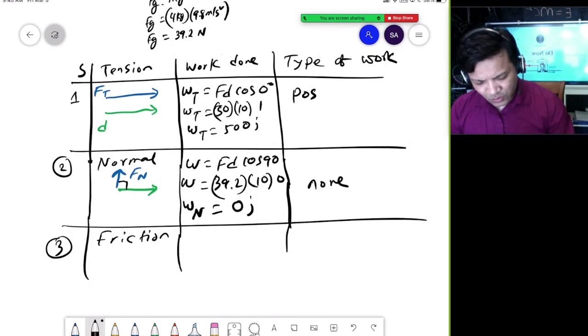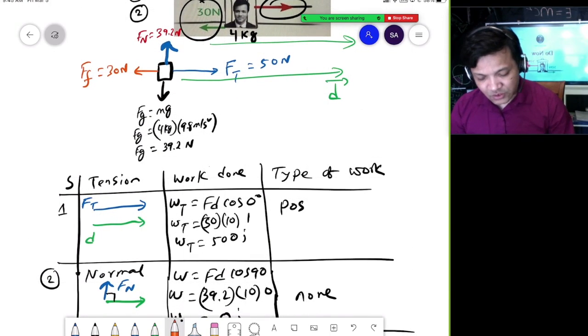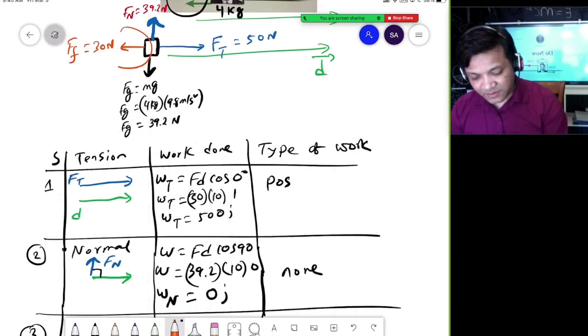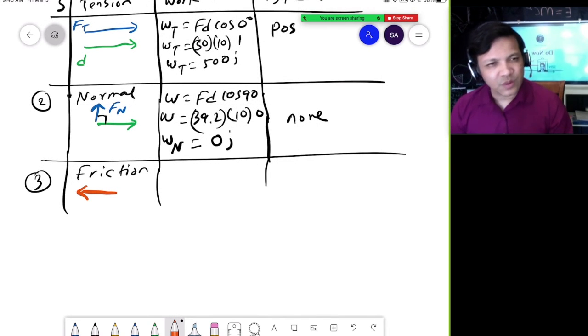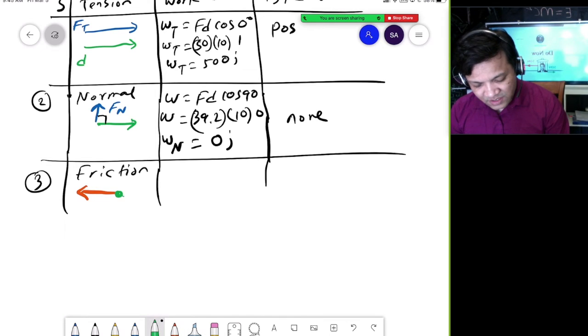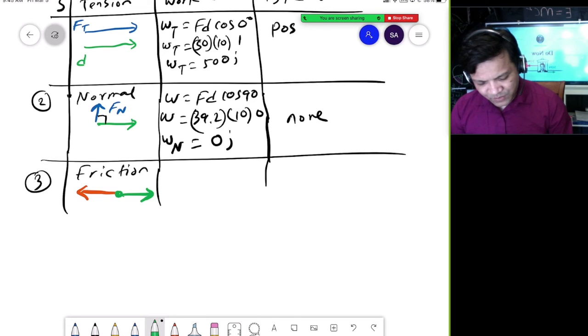Okay, so the friction, what is the orange? What is the direction of the friction? Direction of the friction is to the west. Now, what is the direction of the motion? Direction of the motion is to the east. So this one is the force of friction, and this one is the displacement.